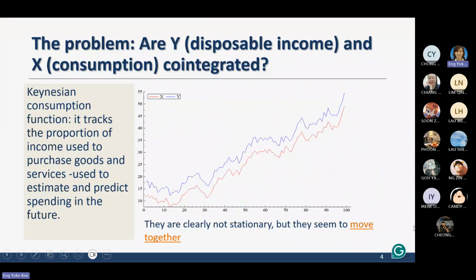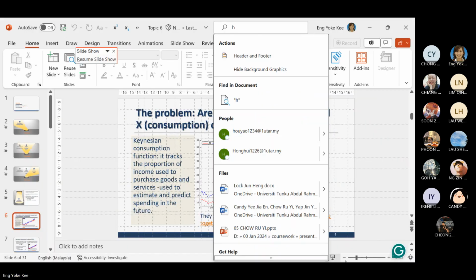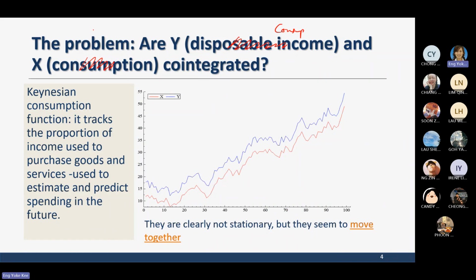So let's say that you are trying to look at the behavior of the two series. Let's say Y is your consumption, and X will be your income. X will be your income. Now generate a simple time plot like this.